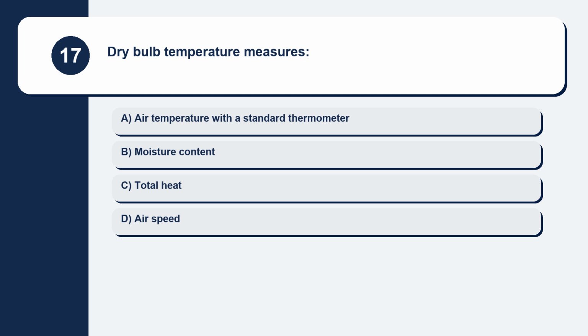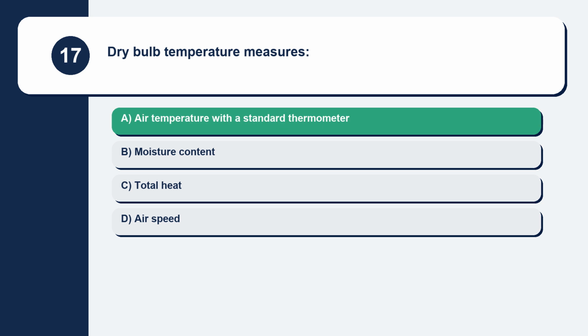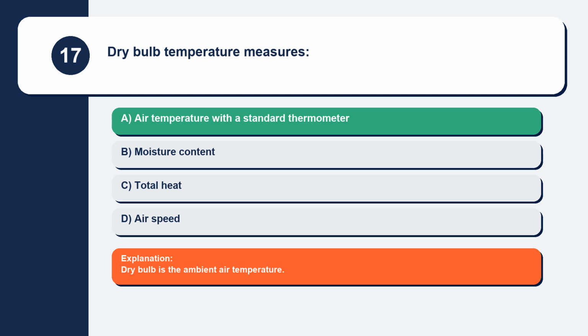Question 17. Dry bulb temperature measures: air temperature with a standard thermometer, moisture content, total heat, airspeed. Dry bulb is the ambient air temperature.